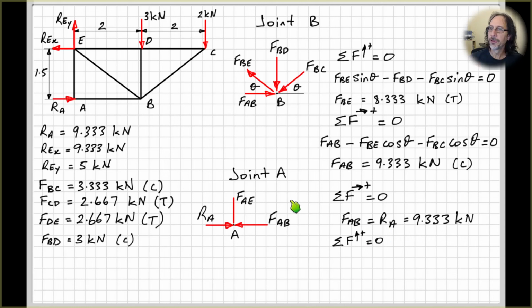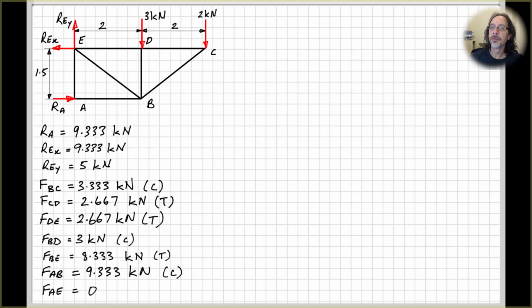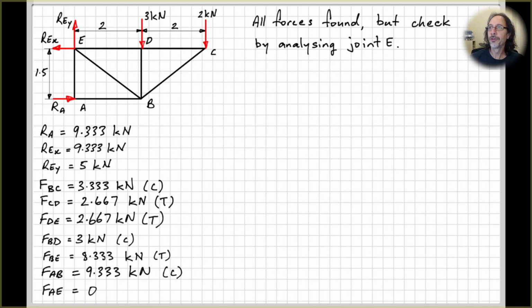And the sum of the forces in the vertical direction equals 0. This is our only force in the vertical direction, so therefore FAE must be equal to 0. Okay, so that one's a zero force member. Right, so going to our next page and copying all that across for reference. So we've found all of the forces now, but let's do one last check by analysing joint E.